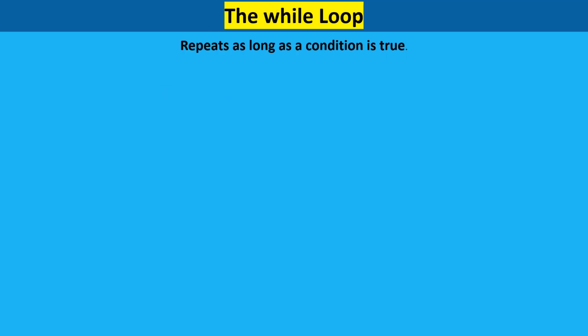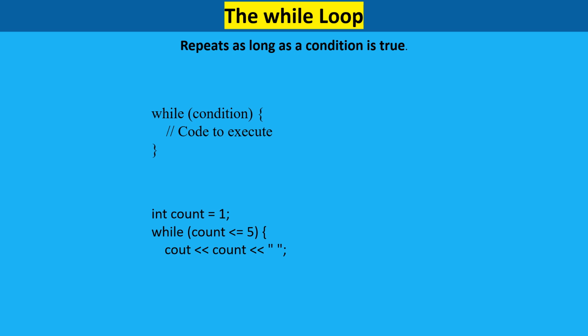The while loop repeats as long as the condition is true. Initialize the variable and check the condition before the block. Update the loop variable to avoid an infinite loop. Real world analogy: think of a parking garage counting cars until it is full. And the output would be 1, 2, 3, 4, 5.